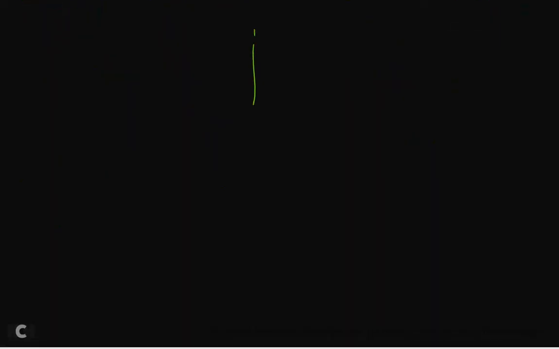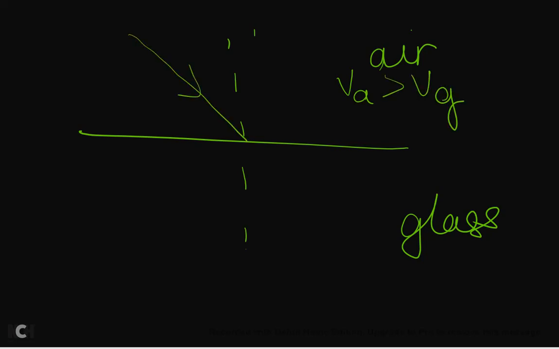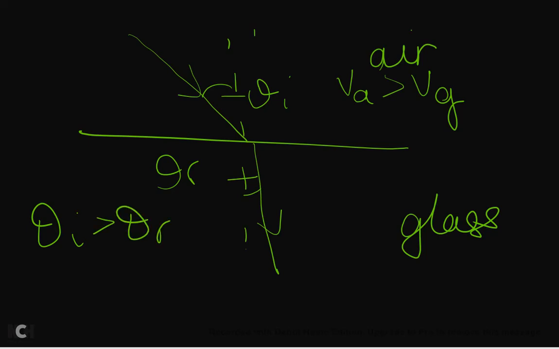Now if I consider the reverse direction, let me show you a normal first, right? And I have my ray going from air all the way to glass. Remember, the velocity in air is greater than the velocity in glass, right? Now my ray will bend towards the normal. So here my angle of incidence will be greater than my angle of refraction, because as the ray is bent towards the normal, that angle tends to be smaller, right?